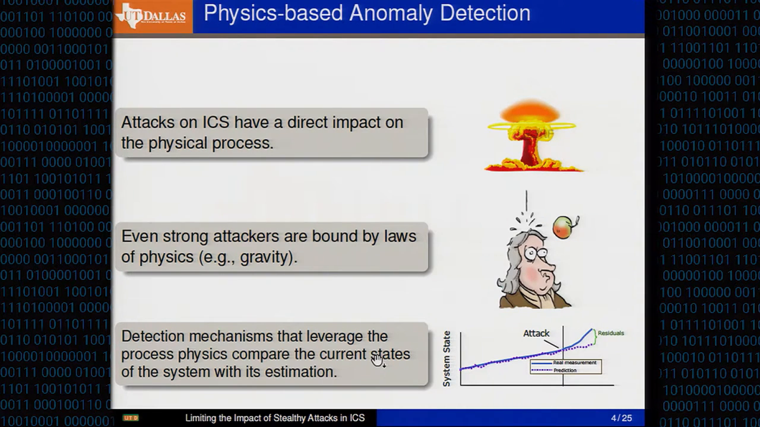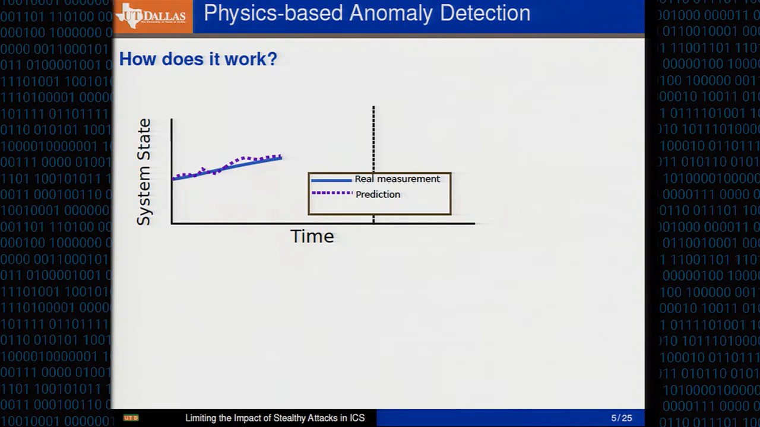So in order to detect attacks and anomalies in these kind of systems, a good approach is physics-based anomaly detection. Why? Because attacks in industrial control systems have a direct impact on the physical process. Also because, depending on the type of attack, these attacks are limited by the laws of physics. And using this knowledge about the physics of the system, we can generate some models to predict the behavior of the system and to compare with the real measures, and then design detection algorithms. So I'm going to show you how this physics-based anomaly detection works.